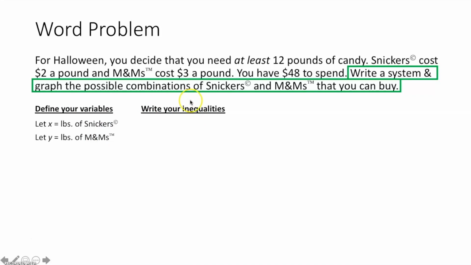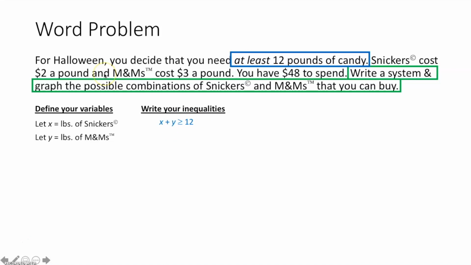Now we can move to our next step, which is to write our inequalities. So what's our first inequality? In the problem, it says that you decide you need at least 12 pounds of candy. So if the only candy that we're buying are pounds of Snickers and pounds of M&Ms, then those added together must be at least 12 pounds. So X plus Y has to be at least 12 pounds. That means it could be more than 12 pounds, but at the very least, it must be 12 pounds. So we say X plus Y has to be greater than or equal to 12 pounds.